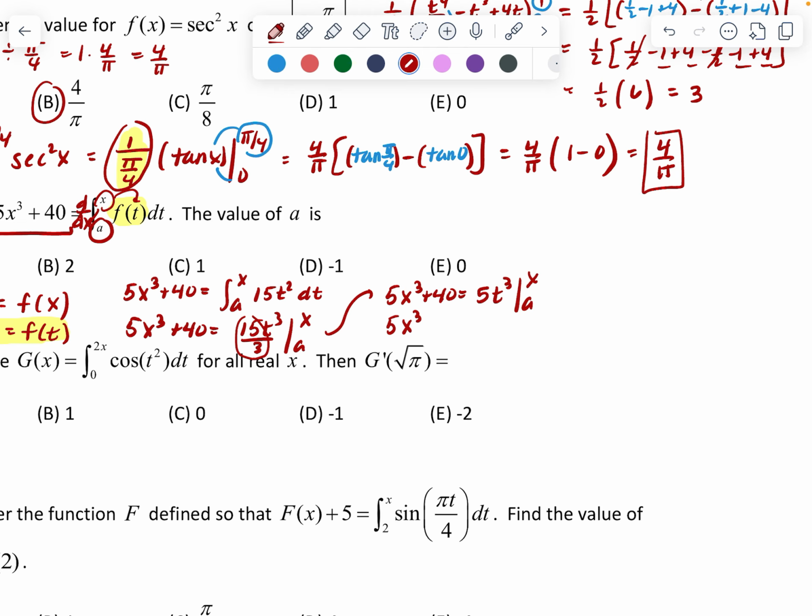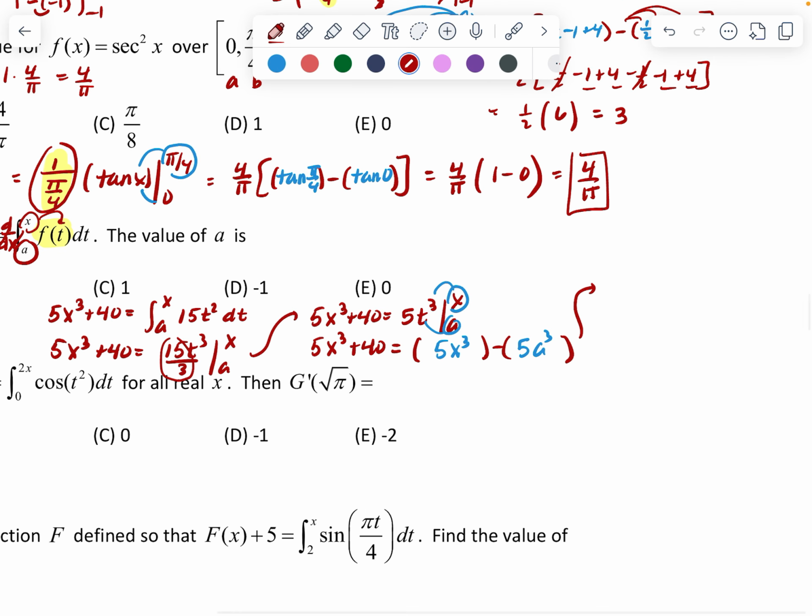This would be 5x cubed plus 40 equals, and then if I do a top minus a bottom, this is probably getting me somewhere. If I plug that in, that's going to be 5x cubed. If I plug that in, that's going to be 5a cubed. Which is kind of cool because look what I have left over now. If I remove those parentheses, I have 5x cubed plus 40 equals 5x cubed minus 5a cubed. And notice there's a 5x cubed on either side. If I subtract them, they're gone. So now I have 40 equals negative a cubed.